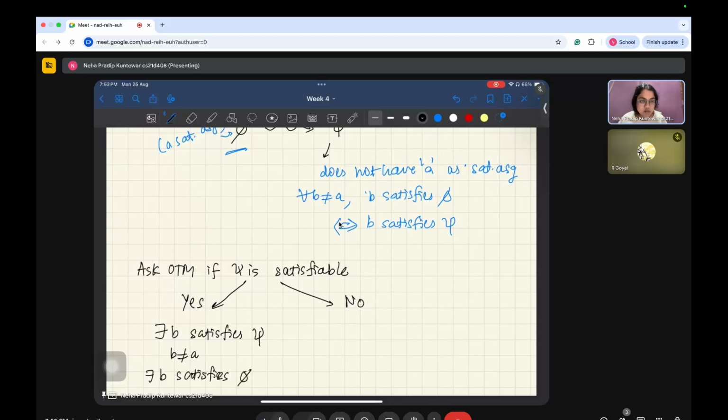That means phi has more than one satisfying assignment, because A already satisfied phi. Now we know there is something other than A that also satisfies phi.